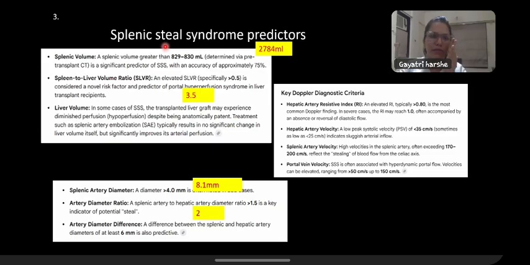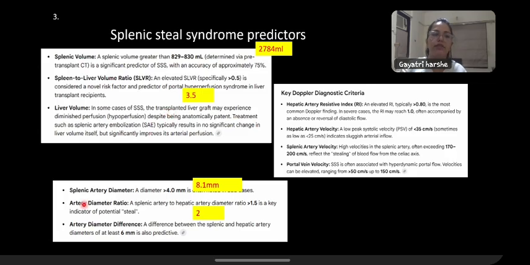So these are a few predictors of splenic steal syndrome after the transplant. Splenic volume of more than 830 to 850 mL. In our case, it was huge, 2784. Then the spleen to liver volume ratio, which when I calculated was 3.5, that is more than 0.5. Then the liver volume, which we do after the transplant if there is a suspicion of splenic steal syndrome. Then liver volume estimation is also done.